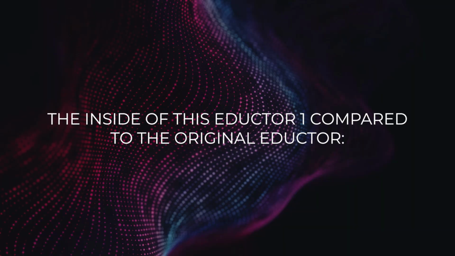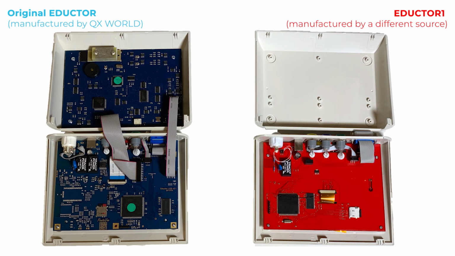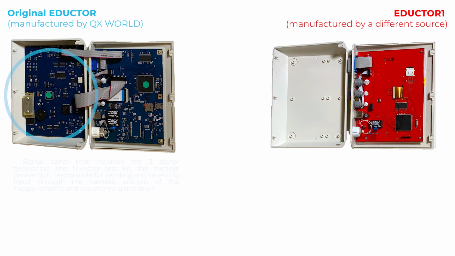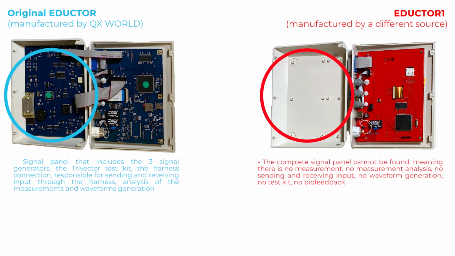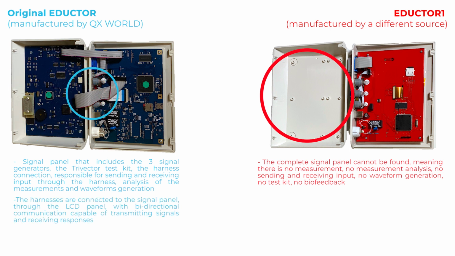The inside of this EDUCTOR1 compared to the original EDUCTOR. Left side, signal panel that includes the 3 signal generators, the tri-vector test kit, the harness connection, responsible for sending and receiving input through the harness, analysis of the measurements and waveforms generation. Right side, the complete signal panel cannot be found, meaning there is no measurement analysis, no sending and receiving input, no waveform generation, no test kit, no biofeedback.